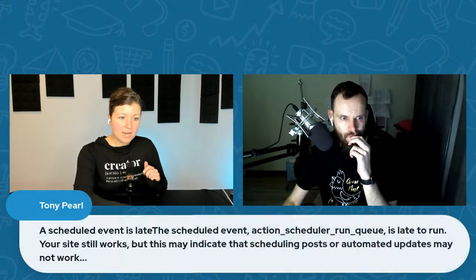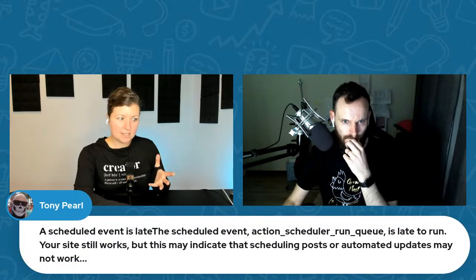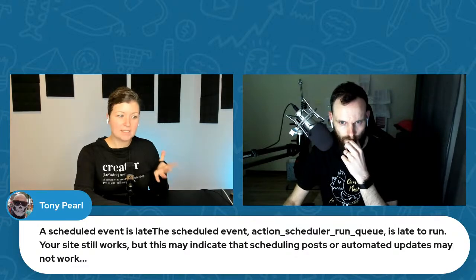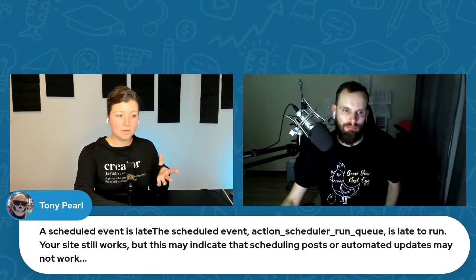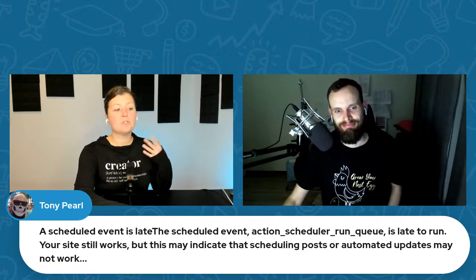Okay. We have Tony Pearl, who mentioned the most common error message they see. I haven't seen this one. A scheduled event is late. The scheduled event action_scheduler_run_queue is late to run. The site works, but it could indicate that scheduling posts or automated updates may not work. You're testing my WordPress knowledge here.